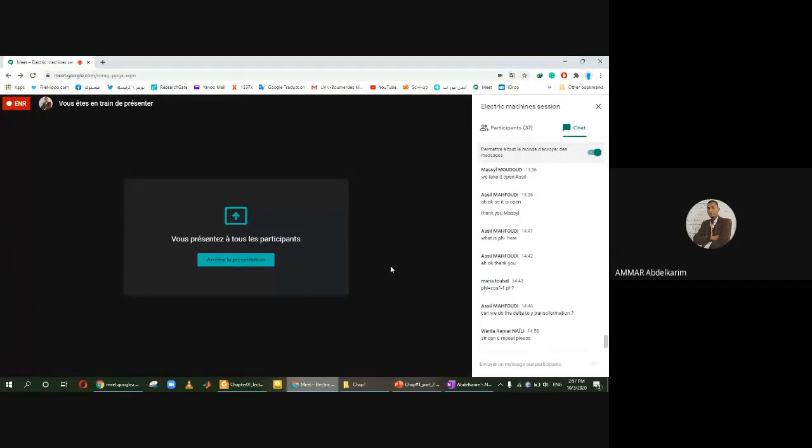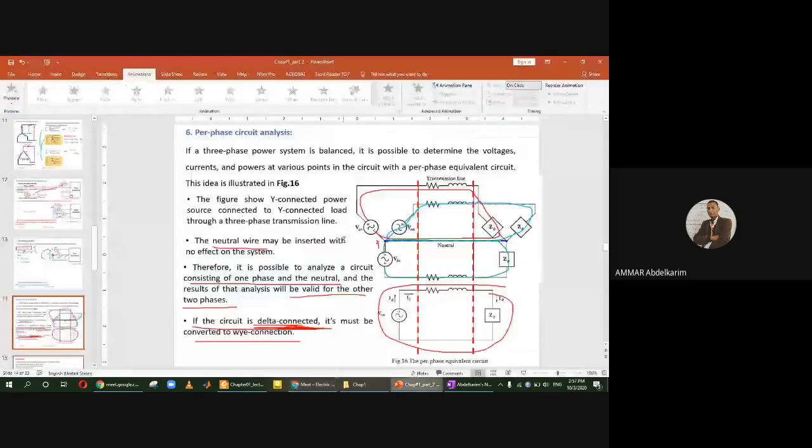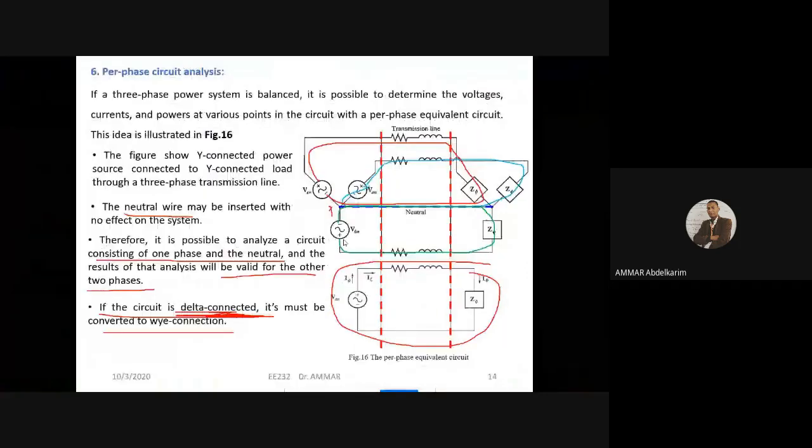Do you want me to repeat this part of the per-phase circuit analysis? Okay. This part is maybe the most important in our part of the three-phase. And if this part is included as an exercise, you're going to use this analysis. Okay, I will repeat.